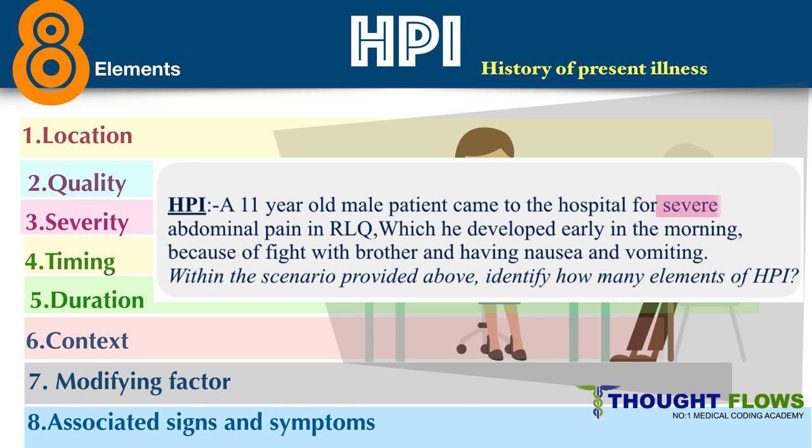So in this scenario, we can take severe as a severity, abdominal pain in right lower quadrant as a location, and developed early in the morning we can take as a timing, and he got the pain because of a fight with his brother we can take as a context, and having nausea and vomiting we will consider as associated signs and symptoms. So altogether we have 5 elements from this scenario. Likewise we check the documentation to fetch all the HPI elements.